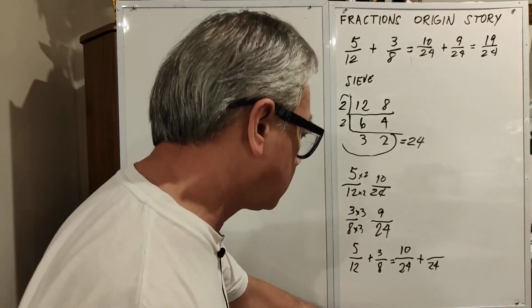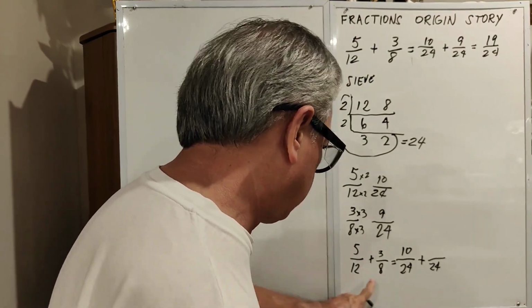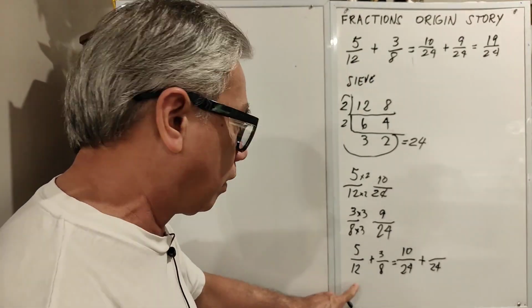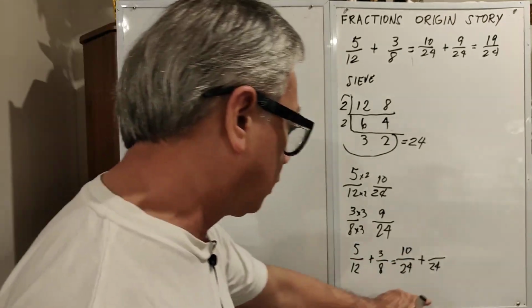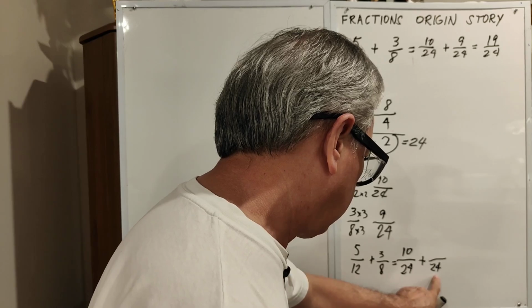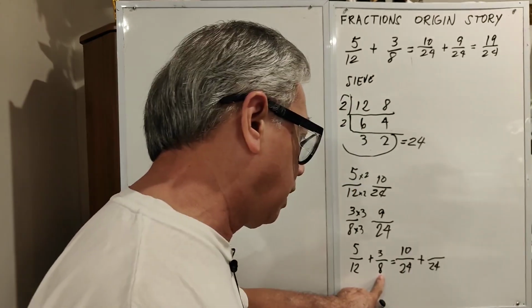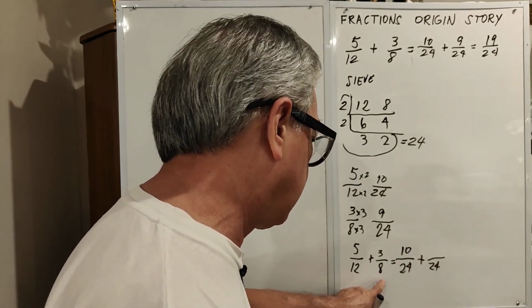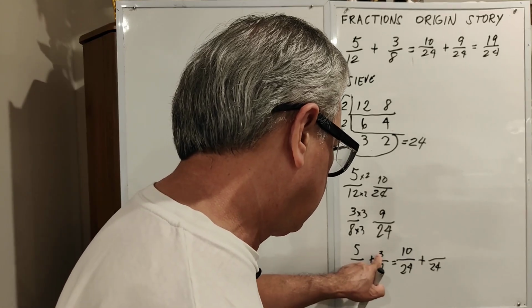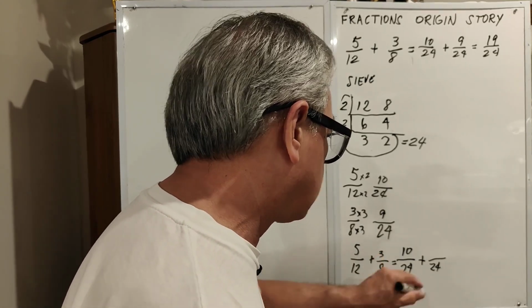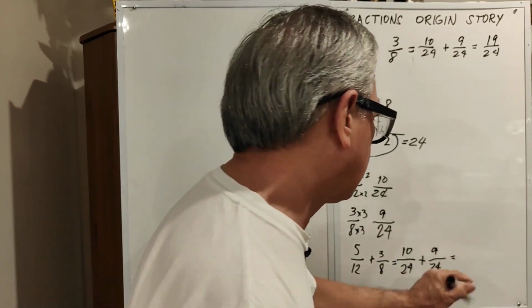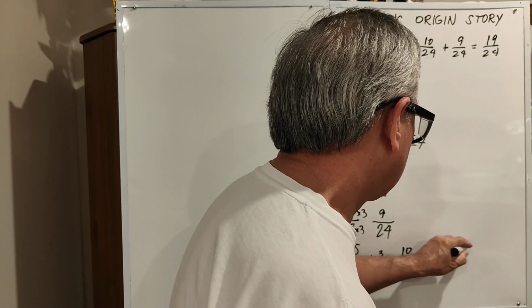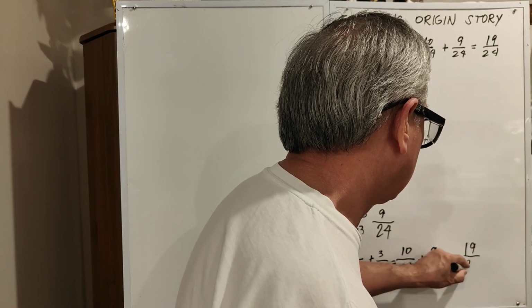Now the shortcut is 24 divided by 12 is 2. Whatever the number you multiply to the numerator, 5 becomes 10. So we do it in here as well. 24 divided by 8 is 3. So you have the factor of 3. You multiply it with the numerator. So 3 times 3 is 9. Then you can add 10 plus 9 is 19 over 24.